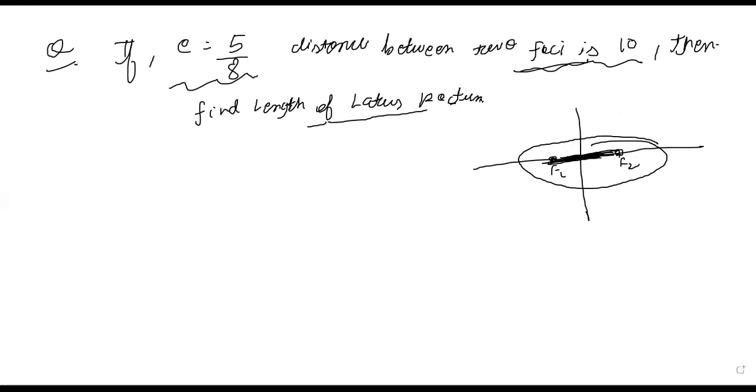Now, so a will be 5. a is what? 5. Yes. Let's see. See, the distance between the origin and the focus was what?